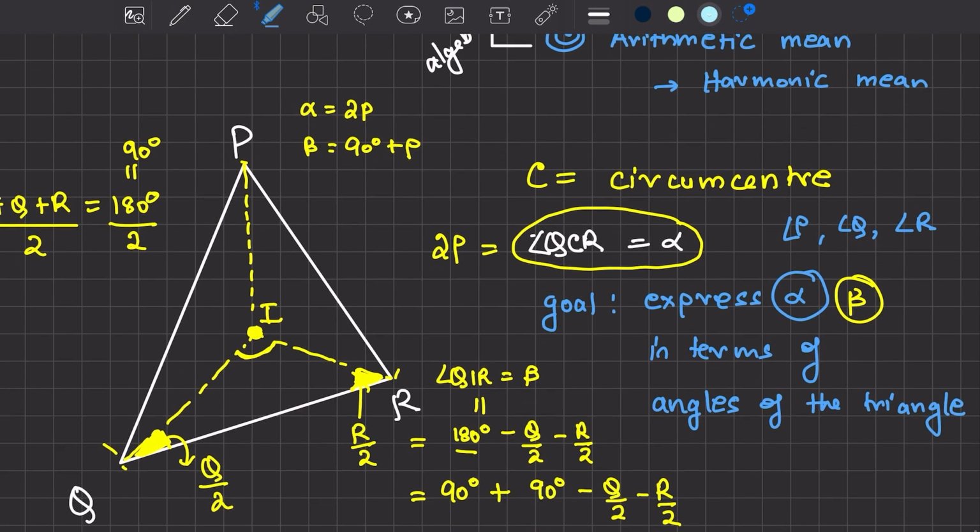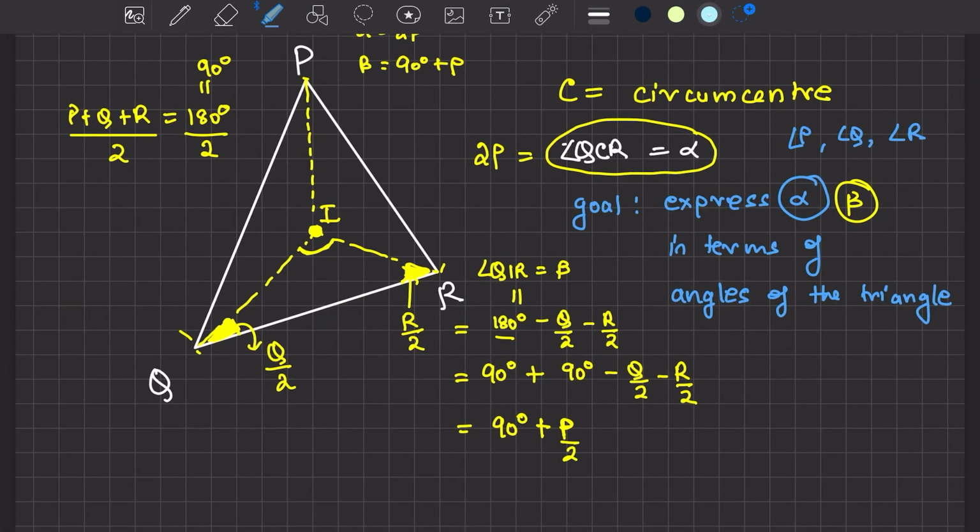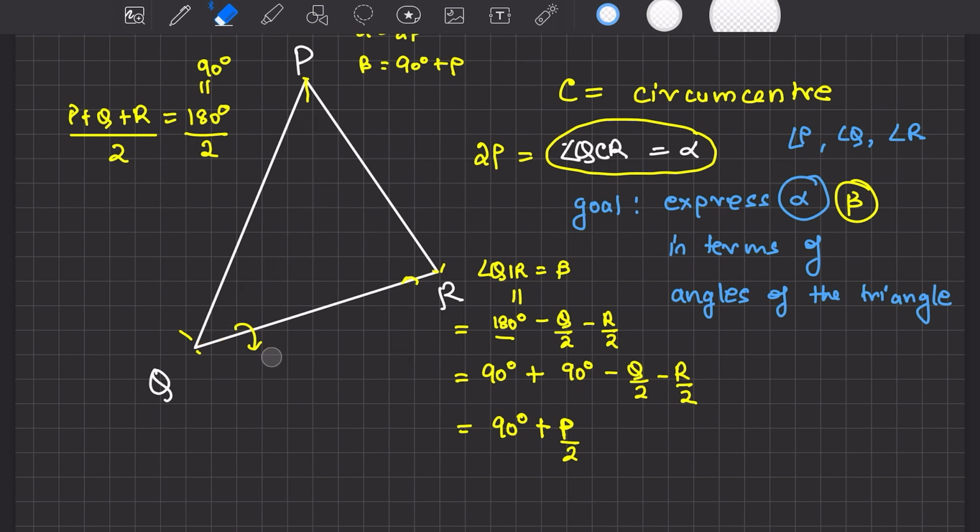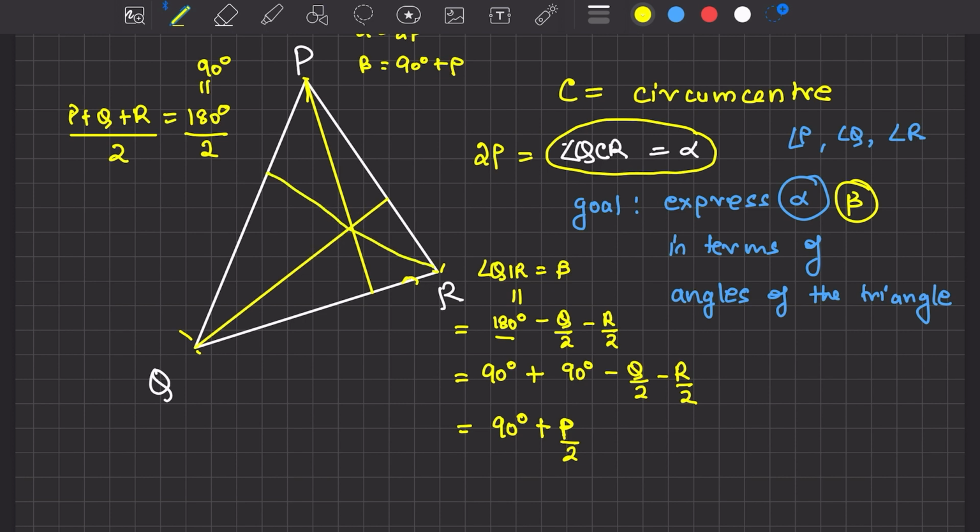So let's do that. Let's find out gamma. So what is the orthocenter? Maybe you know this. The orthocenter is the place where the perpendiculars, the heights of the triangle meet. So it's like this, right? So this is orthocenter H.